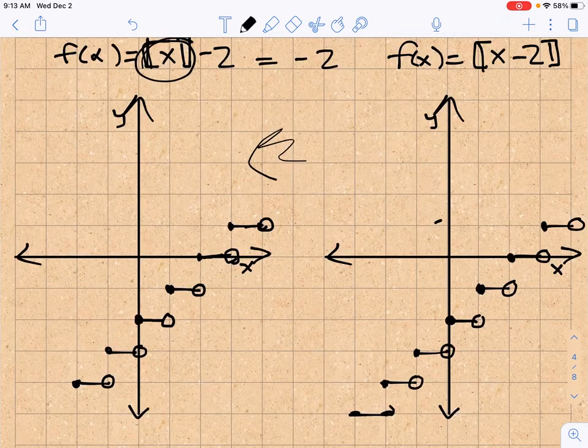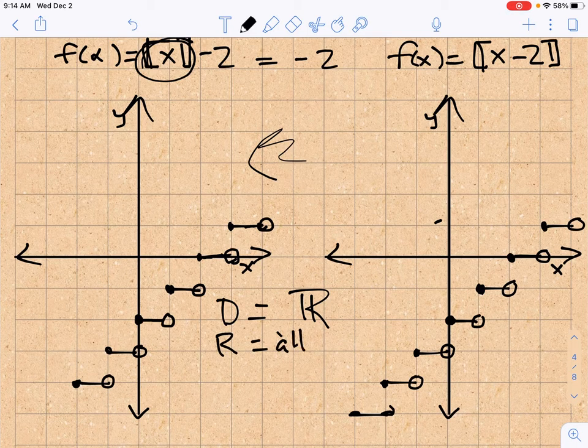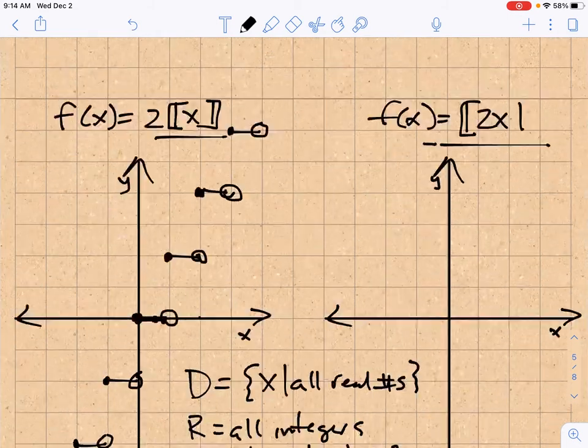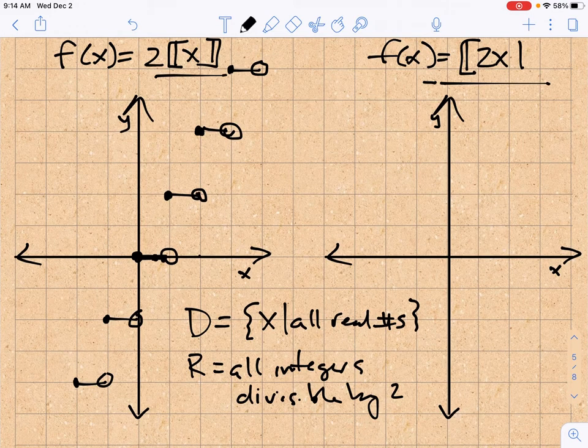If we quickly go back and look at these other ones, this one would be your range. Remember, your domain for all of these is going to be all real numbers. That's another way of writing all real numbers, is an R with an extra line through it. But your range for this one on the left is just all integers, right? Y will go all the way down to negative infinity and up to positive infinity, but it's only hitting the integers. And you have the same thing for this one as well. It's just shifted over. Okay, so let's move forward. Now let's look at the second one here.